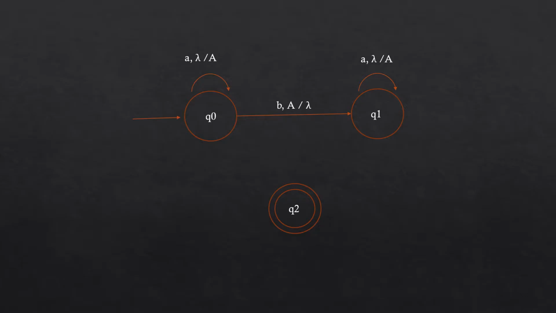Next equation moves from Q0 to Q1. So, write input B, pop A, push lambda. The third equation moves from Q1 to Q1 itself. So now we draw again a loop circle back to Q1. Do the same for the others based on the equation itself.